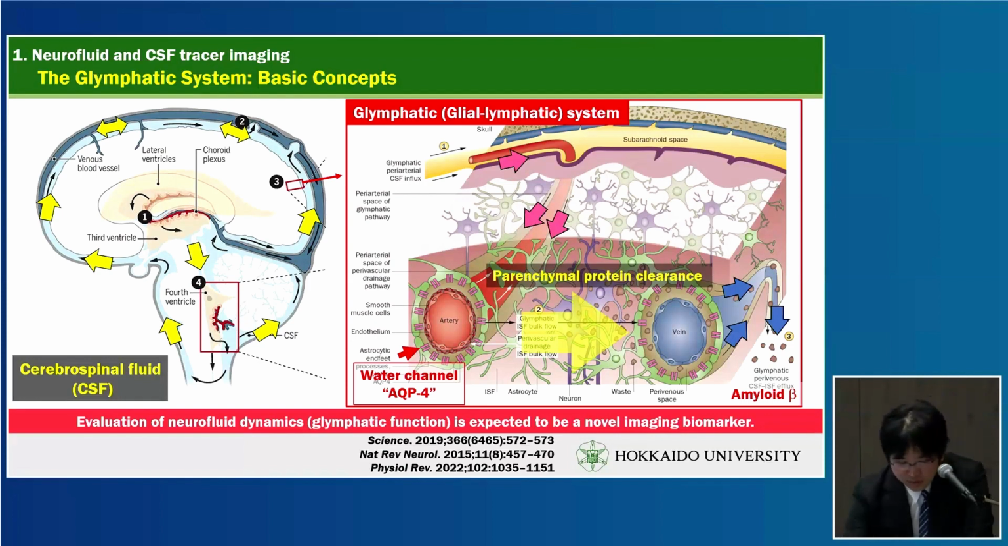So neurofluid is the term introduced to define all fluid in the brain, like blood, CSF, and interstitial fluid. And neurofluid imaging is a recent main topic in neuroradiology because assessing neurofluid dynamics or the lymphatic function could be a novel imaging biomarker.